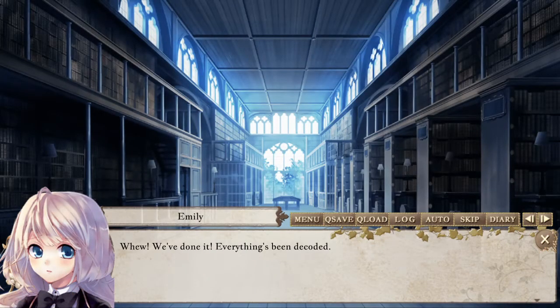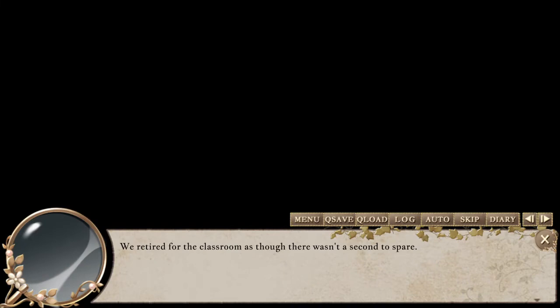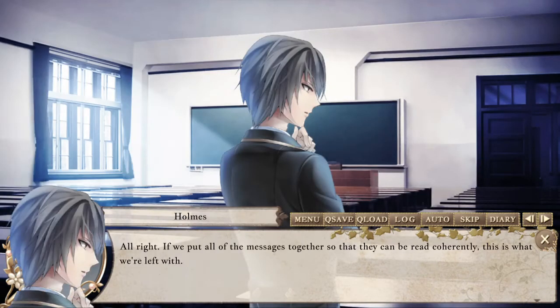Oh, we've done it. Everything's been decoded. We'll have to let the others know it's done. We retired for the classroom as though there wasn't a second to spare. All right. If we put all of the messages together so that they can be read coherently, this is what we're left with.